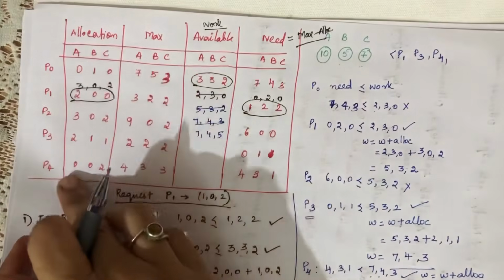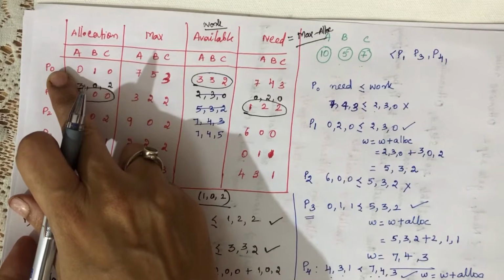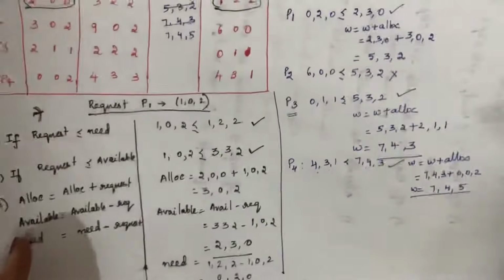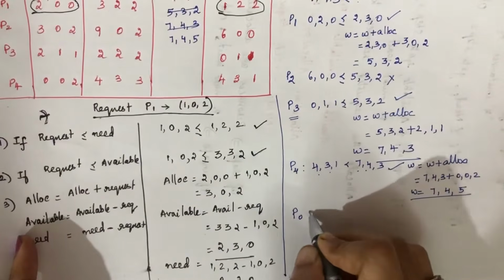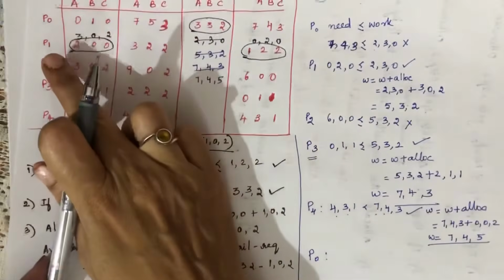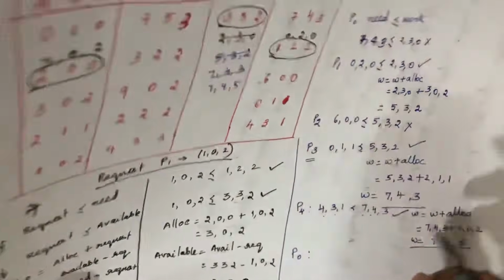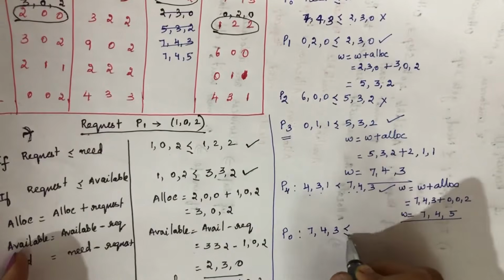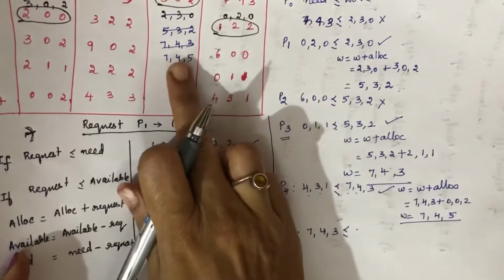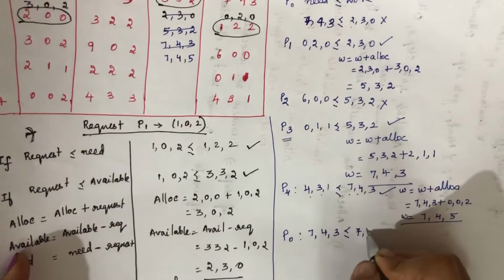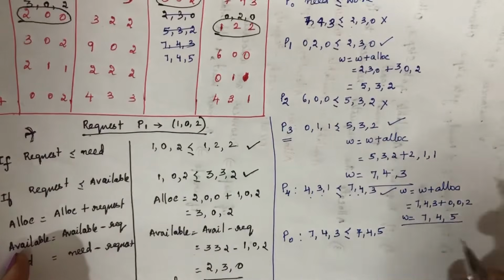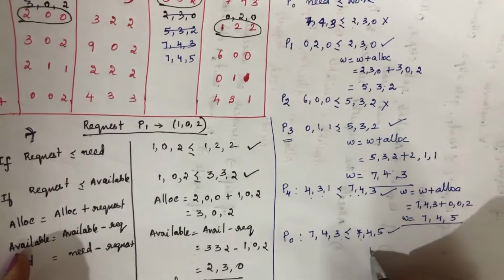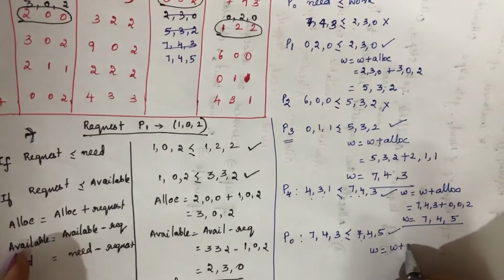Next we will go for the next process, P0. We have completed one cycle. We are going to check whether P0 has been granted. P0 we have not granted, so again we will check for P0. What is the need value for P0? It is 743. Now we check whether 743 is lesser than or equal to 745. 7 is not more than 7, 4 and 3 are within limits. Yes, it is done.